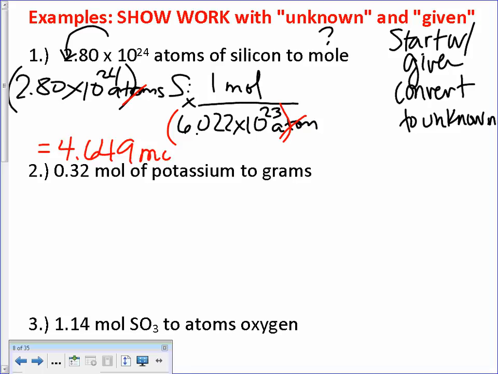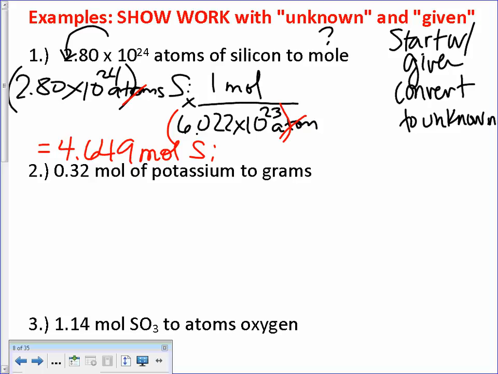4.649 moles. Is that what you got at first, though? Okay. So that's how many moles of silicon that is, and that should make sense. If you look, we have a difference of 10 here. So the 10 to the 24th versus the 10 to the 23rd means you're going to get a number greater than 1, and then 28 divided by 6 is a little bit more than 4. So mathematically, mental math makes sense.